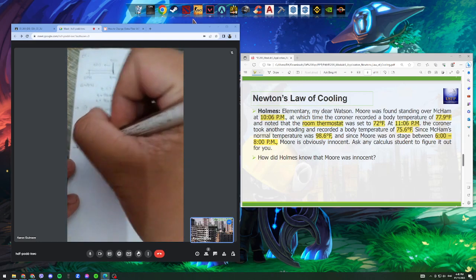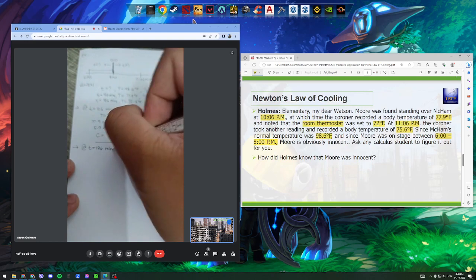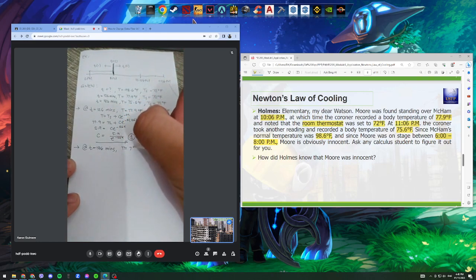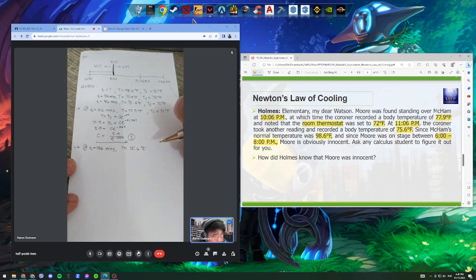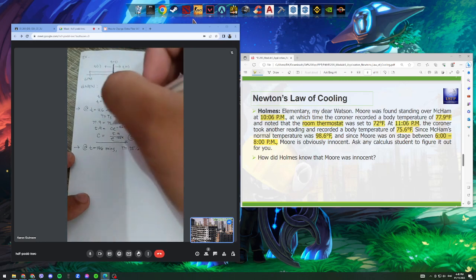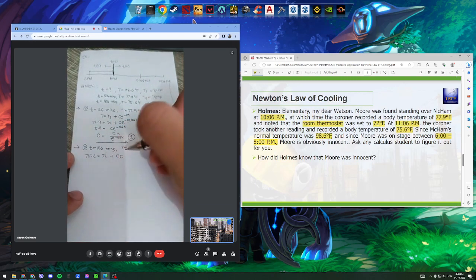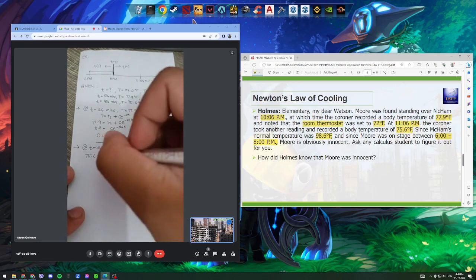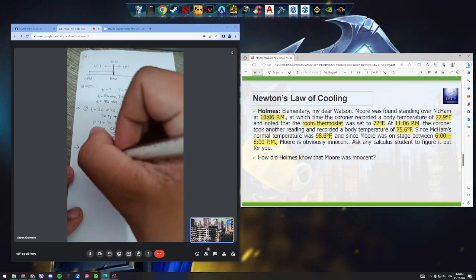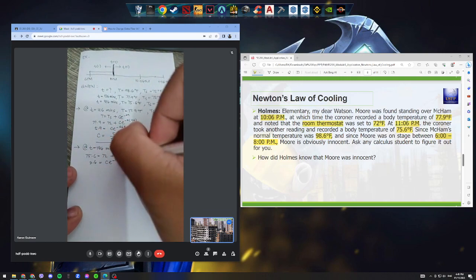So the second condition: at time equal to 186 minutes, the body temperature is 75.6 degrees Fahrenheit. Let me check that I copied this correctly, so the answer is right. The surrounding is still 72 degrees. Just substitute directly: 75.6 is equal to 72 plus C e to the power of negative K times 186. So 75.6 minus 72, we will be left with 3.6 is equal to C e to the power of negative 186K.